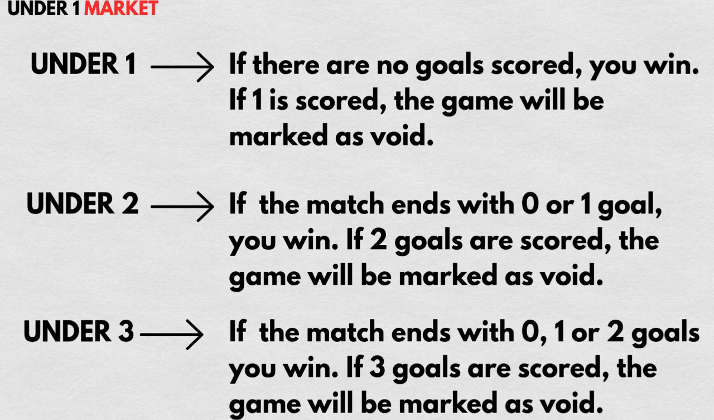If you pick the under 2 option, that means if 1 goal is scored, then it's safe. But if 2 goals are scored, that game will be recorded as void. If you pick the under 3, that means 1 or 2 goals is safe. But if 3 goals are scored in that match, then that game is going to be recorded as void.